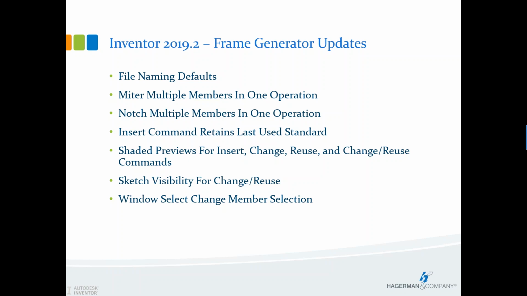Also, we have sketch visibility automatically toggled on when using the change reuse command. In the past, we'd have to turn sketch visibility on; no longer. When using that command, the reference sketch entity is automatically highlighted for you in the background. And we also have window select when using the change member selection if you're going to change multiple members at one time.